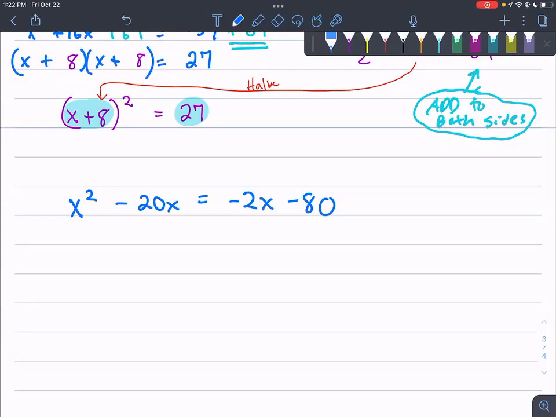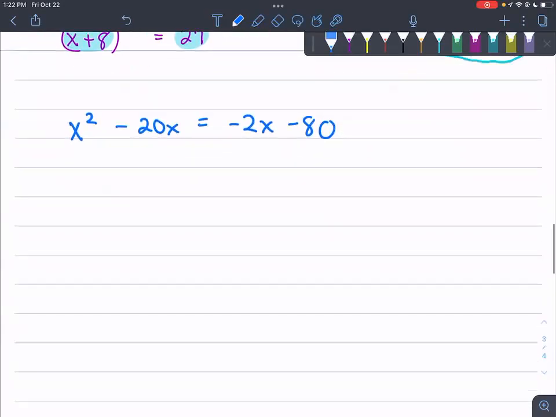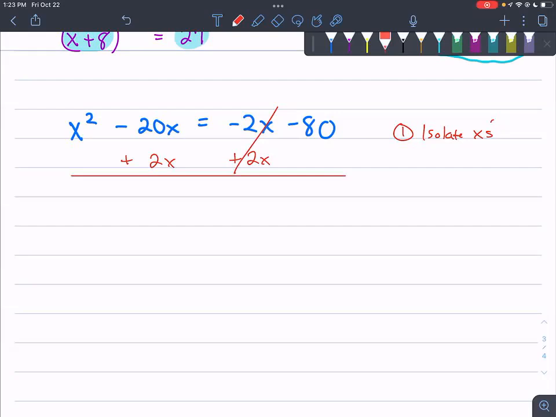X squared minus 20x equals negative 2x minus 80. Isolate the x's. What would that first step be? Plus 2x. Yeah, we want to get all the x's on the same side. So plus 2x. I'm going to put that underneath the 20x since they're like terms. So we got x squared, negative 20 plus 2, negative 18. And then we've got negative 80 on the right.